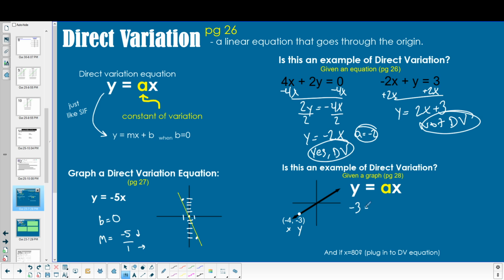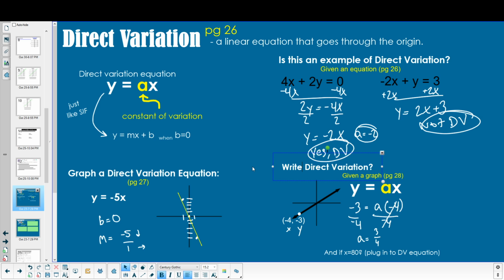So negative 3 is equal to a times negative 4, and let's solve for a, because that's the piece we're looking for. So a here equals a positive 3/4. Now don't fall into the trap that many students fall into. A lot of times they think, oh yeah, we're just solving for a. That's not what it asks for, okay? And again, this question actually doesn't match up with what yours says on your packet. It should say, write the direct variation equation to match the graph.